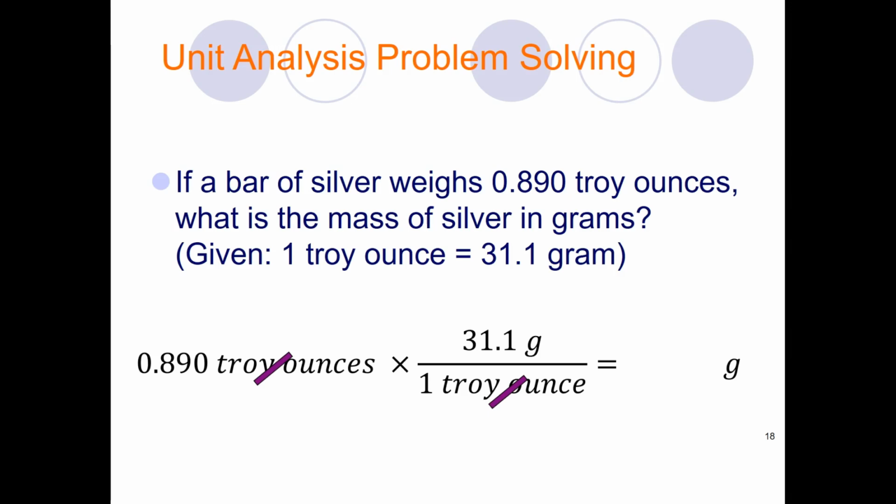When I did that, I get 27.679 grams. That's wonderful, but something that we need to think about here: we just practiced how to figure out what our final answer should look like if we're either adding or subtracting or multiplying and dividing. So we need to actually do that here. 0.890 has 3 significant figures. 31.1 has 3 significant figures, so our answer should have 3 significant figures. So my answer is actually 27.7 grams.